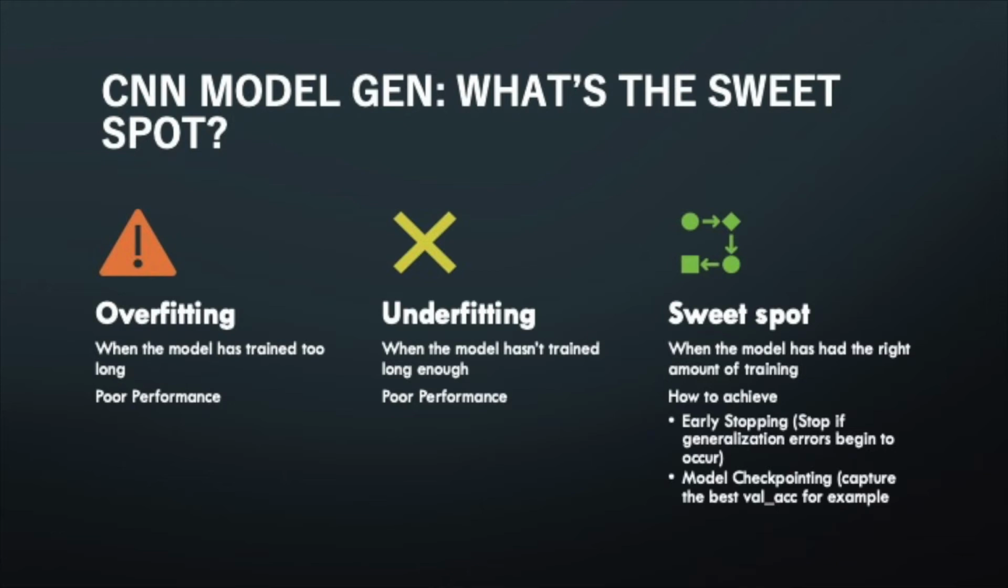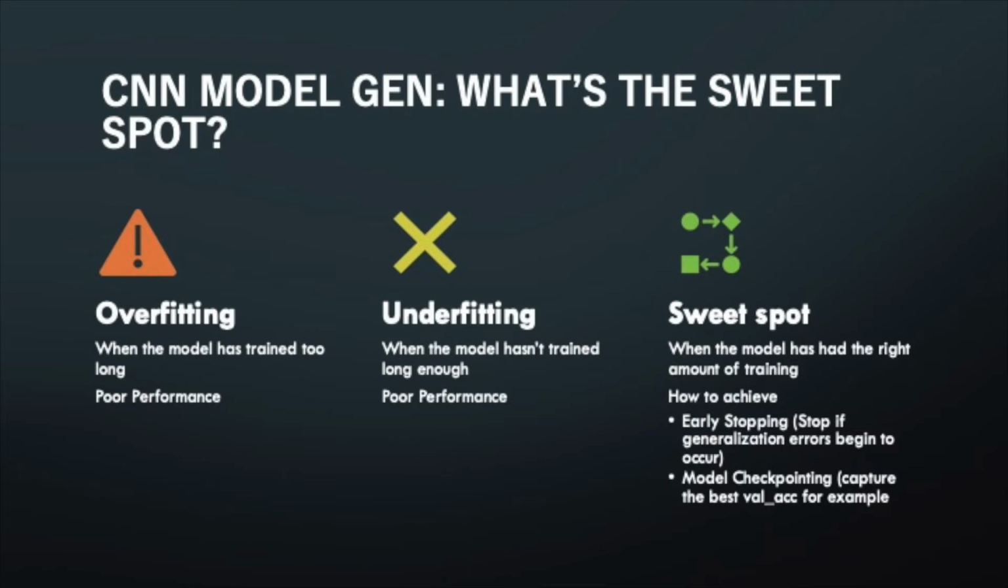Another example that you may run into often is called underfitting. This is the opposite of overfitting. This is when your model hasn't trained long enough. Both overfitting and underfitting are fairly common occurrences, and both can result in poor performance of your model.